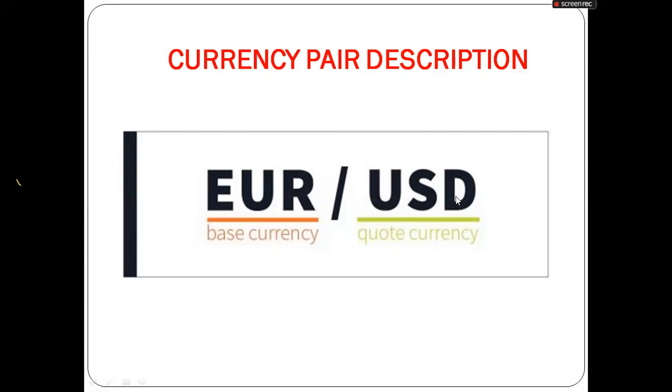Obviously, dollar will come first. So we'll have USD/NGN, because the symbol for the Nigerian currency, naira, is NGN. So in this case, USD will be the base currency and NGN will be the quote currency, because you're going to use more of NGN to buy less of USD.